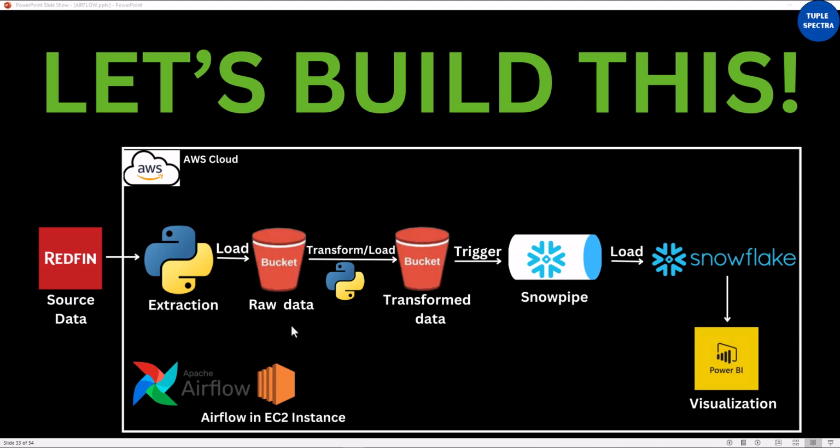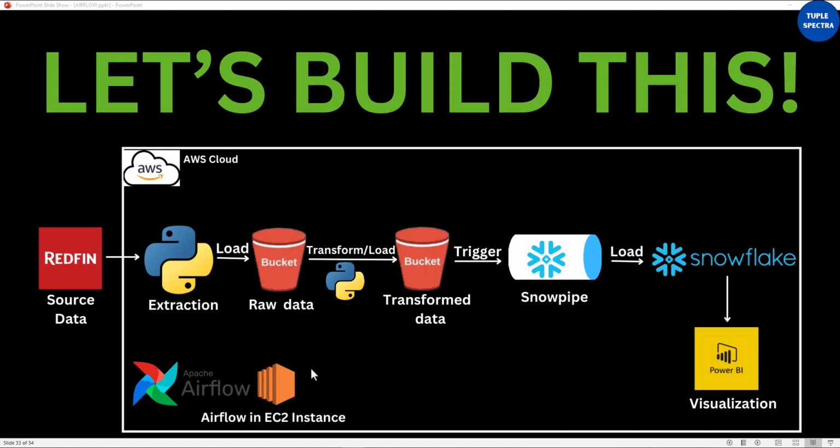We also transformed the data, where we removed some NA values and some columns. Basically, we selected a few columns that we are interested in, and then we saved the CSV file inside our S3 bucket. All this we did using Airflow, installed on our EC2 instance, to automate the process. If you have not watched that, please go ahead and watch it right now. I will put the link in the description below.